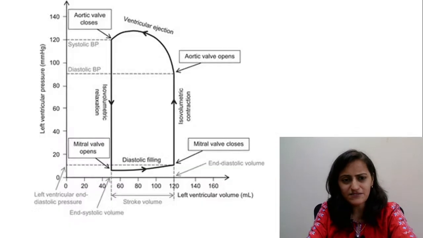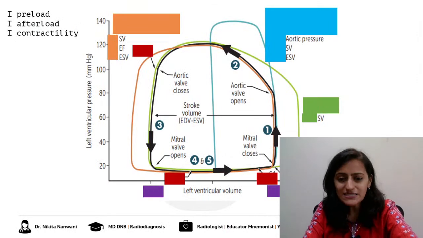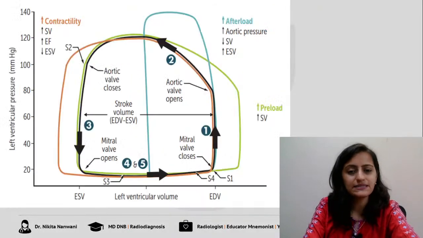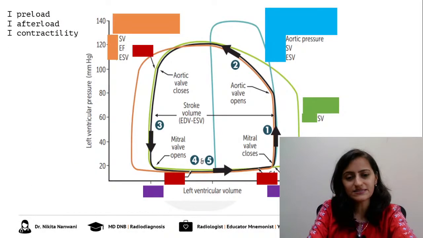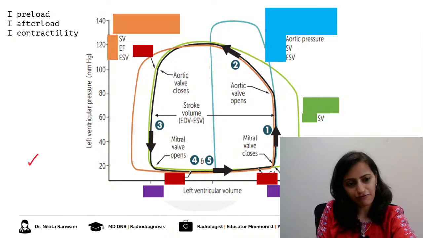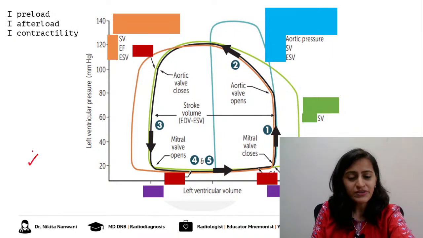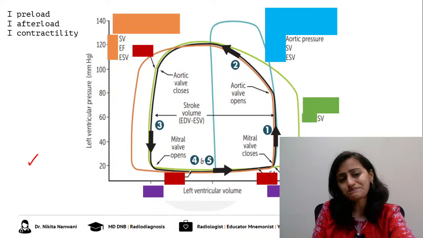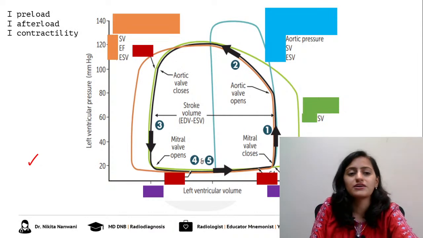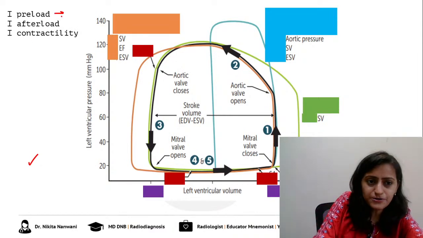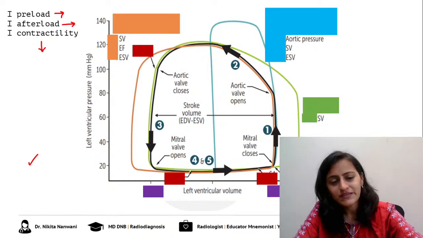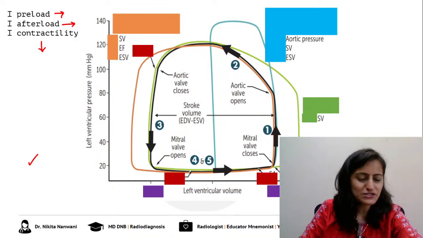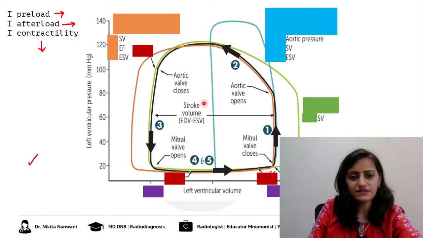This is something that we have discussed already yesterday. Now, this is the part that is very, very important, this graph from your reference book, First Aid itself. Let's discuss the effect of the increase in preload, the increase in afterload, and the increase in contractility. This graph looks a bit complicated, so let me simplify it for you.